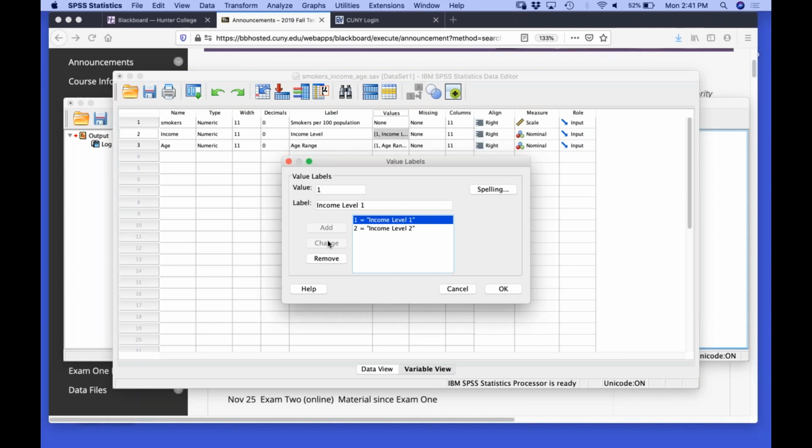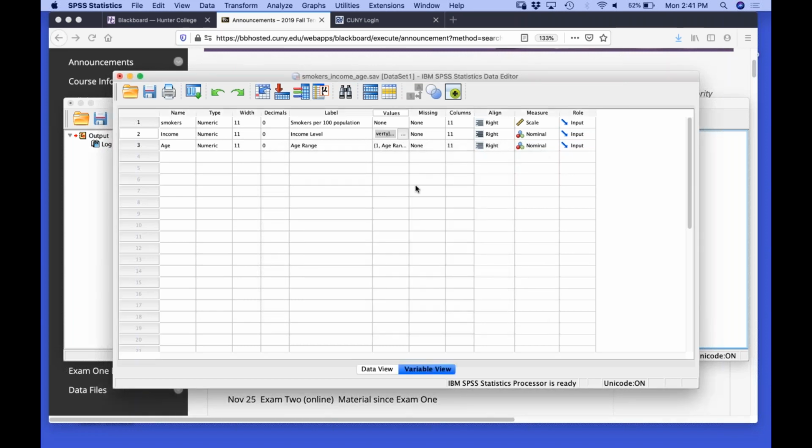Now let's say that my income levels were, instead of that, I'm going to change income level, let's say 1 is income level below the poverty line, and 2 is above the poverty line. I'm simplifying this a little bit because I think it'll make it easier to understand. Okay, so let's take a look at what we have here.